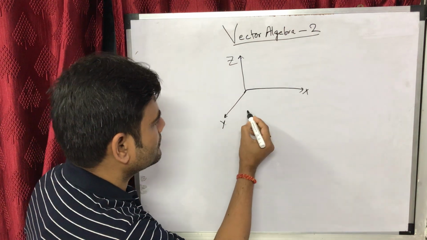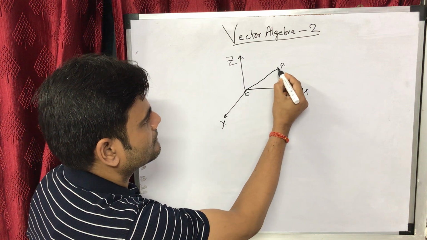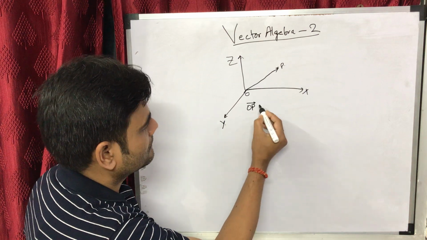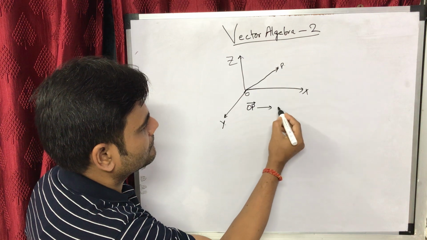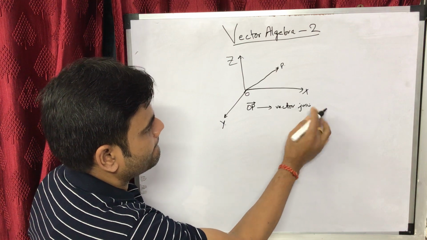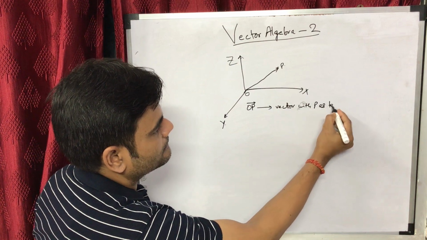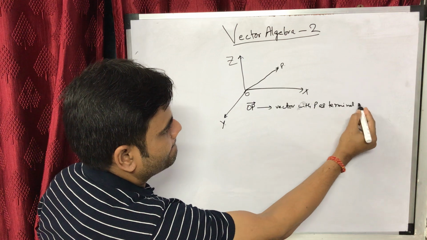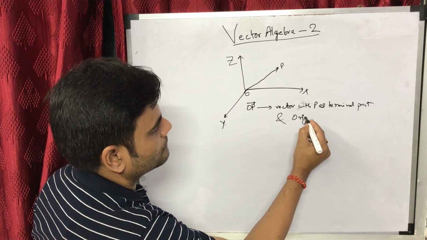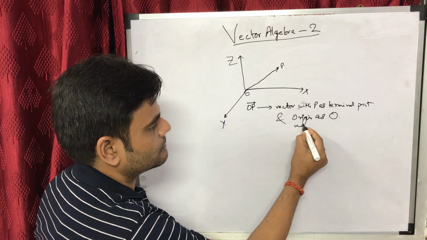So the most common terminology is position vector. If there is a point P somewhere and we have origin O, the vector denoted by OP arrow is the vector joining O and P, with P as terminal point and origin O as initial point.